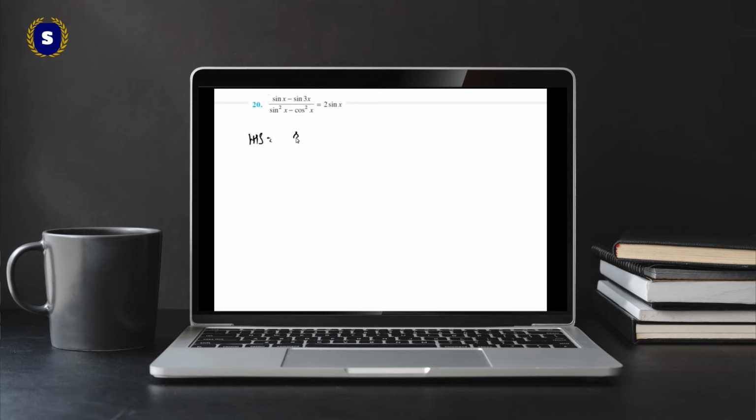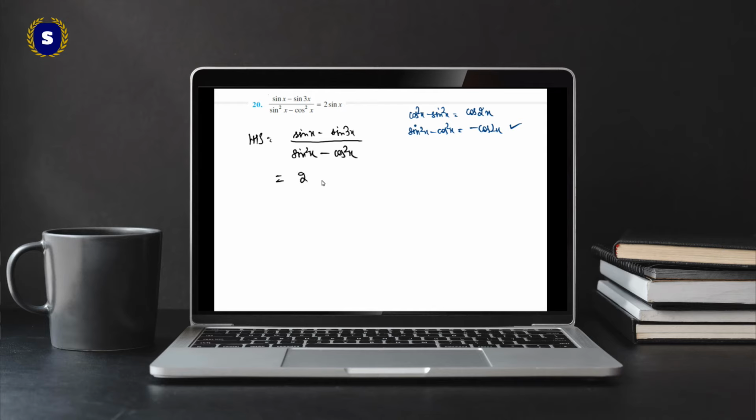LHS is equal to sin x minus sin 3x upon sin square x minus cos square x. So using the identities, one identity we can use here directly. We know that cos square x minus sin square x is equal to cos 2x, or we can write sin square x minus cos square x is equal to minus cos 2x. So this we are going to use here directly.